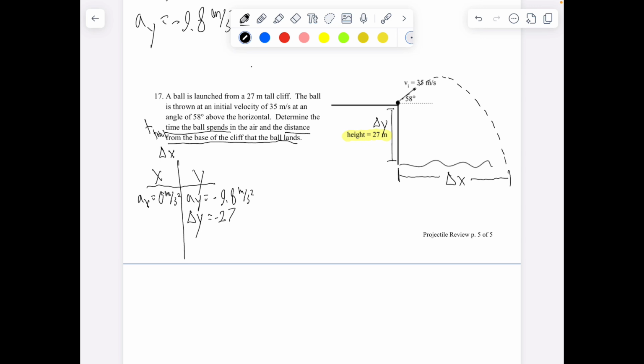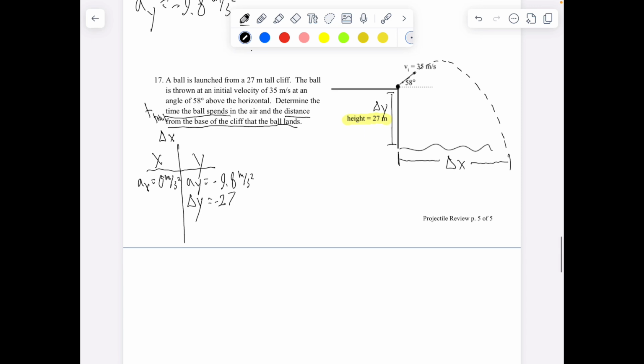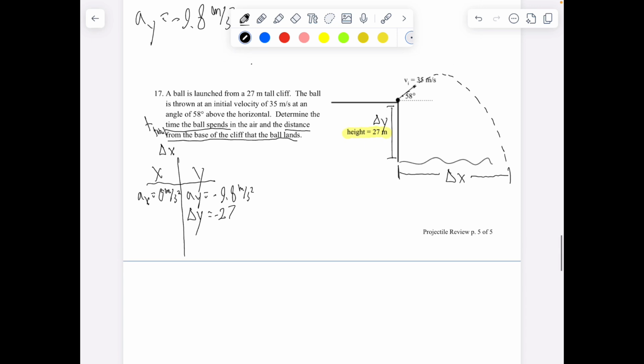We'll say negative 27. Now, what we can do, since we have an angle, is break this up into our initial velocity in the x and our initial velocity in the y. Let's draw our launch velocity down here just so we have a bit more room.